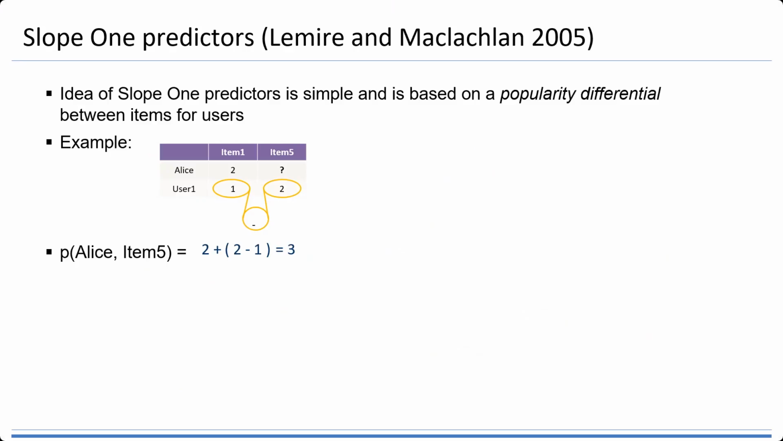There is another easy way to do the prediction. They call it slope one predictors. The idea of slope one predictors is simple and it is based on a popularity differential between items for users. The popularity differential means just to see the difference. For example, I want to predict the possible rating of Alice on item 5, given that Alice on item 1 is 2, user 1 on item 1 is 1, and user 1 on item 5 is 2. So we can just use a very simple slope one predictor.